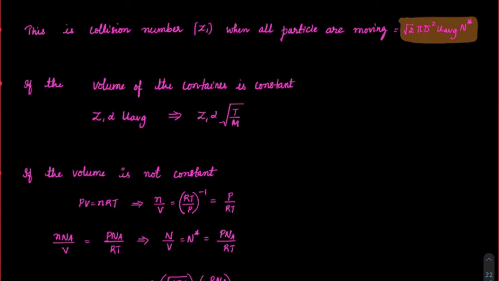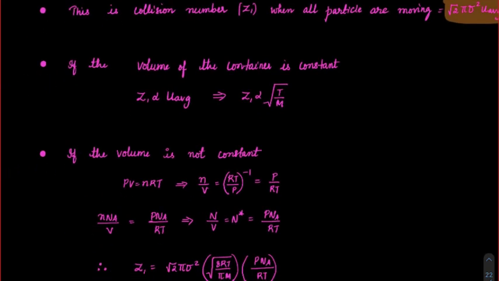Z1 will increase. And if you consider any two different gases at the same temperature, then Z1 will depend upon their molar mass, inversely proportional to their molar mass. More the molar mass, less will be the number of collisions. I hope you can conclude from there.